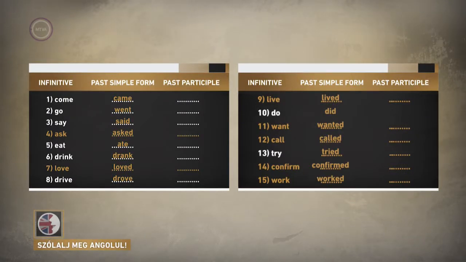Okay, so let's have another look at that list and see which verbs are regular, shall we? All right, well, what have we got here? Well, which verbs end in ed? Number 4, number 7, number 9, number 11, number 12, number 13, number 14, and number 15. Those are all regular verbs, aren't they?